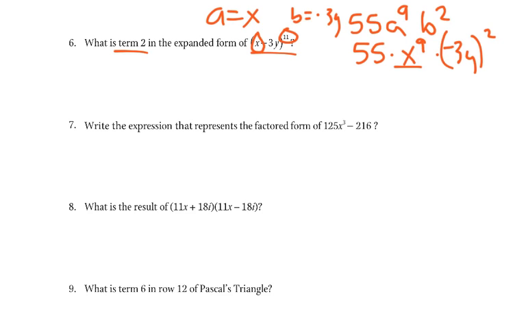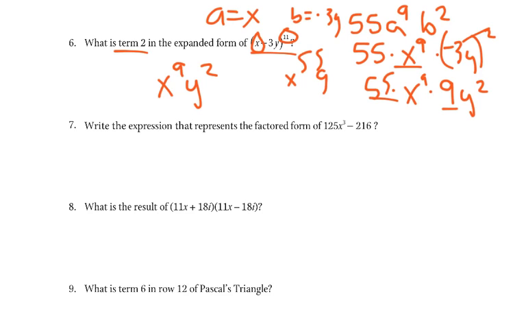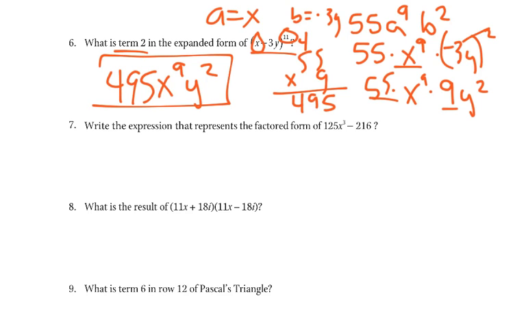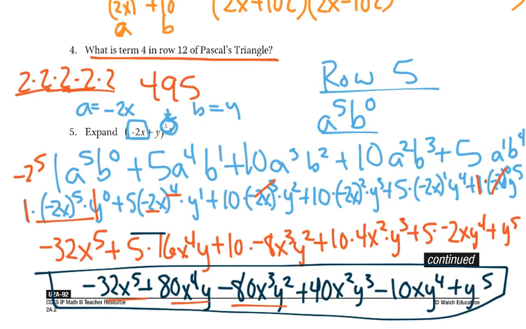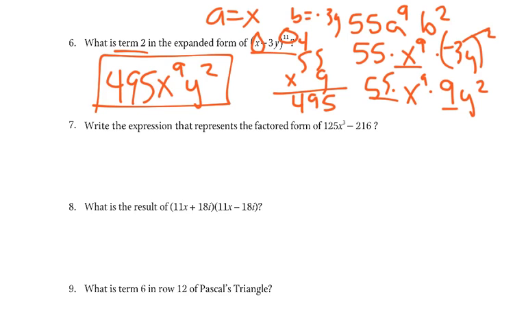So the x stays that same way. Negative 3 squared is 9y squared. And so then I just need to multiply the numbers. So 55 times 9, and then x to the 9th y squared. So 55 times 9 is going to give me some sort of number. So that's what? 45 plus 4, so 49. So it should be 495 x to the 9th y squared. Because we were just picking out one of these terms, in this different situation. We didn't have to do the whole thing.